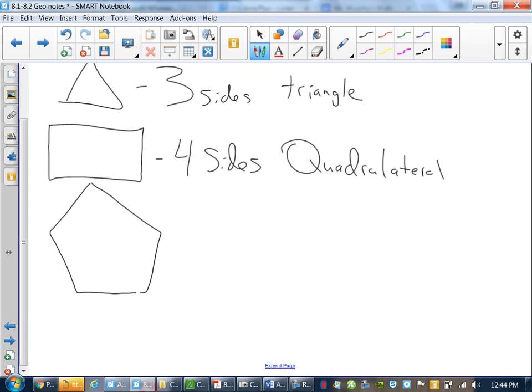What's a five-sided one called? Pentagon, very good. The reason why I'm going over these is because you will be held accountable if I say, hey, you have a pentagon. You have to know how many sides there are.